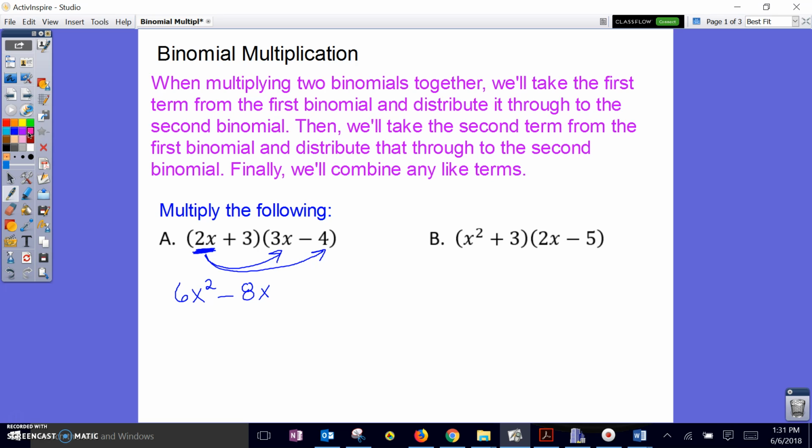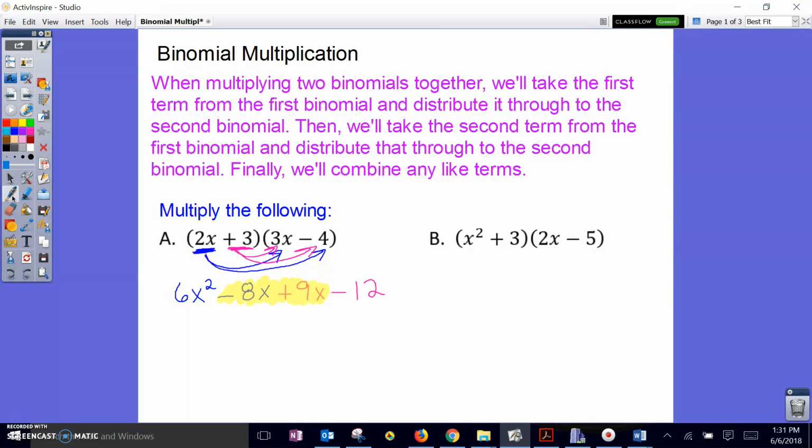Then we're going to take the plus 3, and we're going to distribute that through to the second binomial. So we'll take plus 3 times 3x, gives us plus 9x, and plus 3 times minus 4, that gives us minus 12. Now you'll notice, when we've done this, that these two terms here are both x terms. They're like terms. And so we're going to add those together using what we've talked about before as far as how we add terms together in a polynomial.